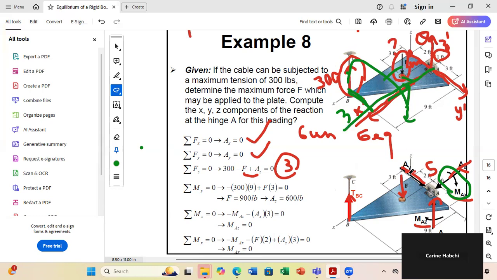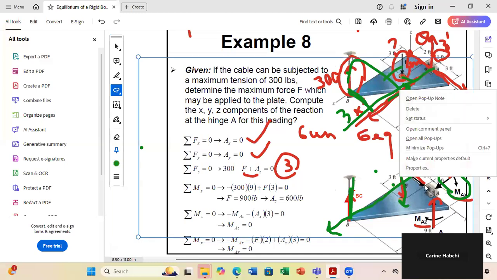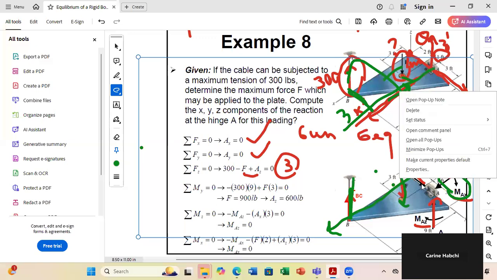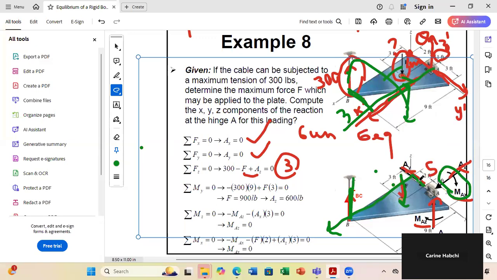Here they did something else. They took the sum of moment about x-axis passing by O. If I want to take moment about x-axis passing by origin O, then TBC will pass by the axis, no moment. Then I have to consider the moment of F. Using the right hand rule, F is doing a negative moment. So minus F times this distance. Minus F times 2. Okay, so this is the first term.